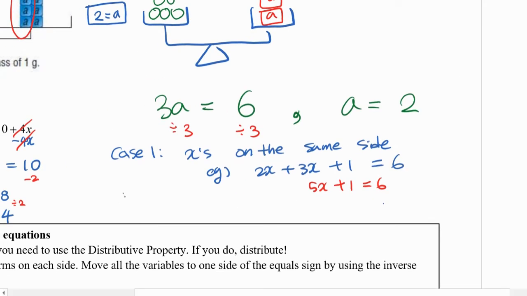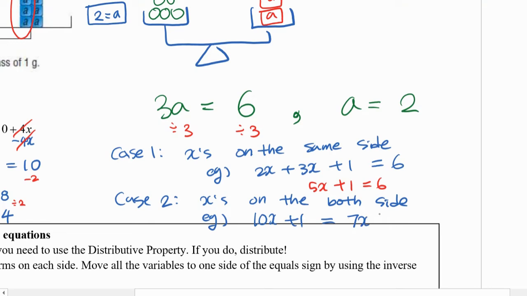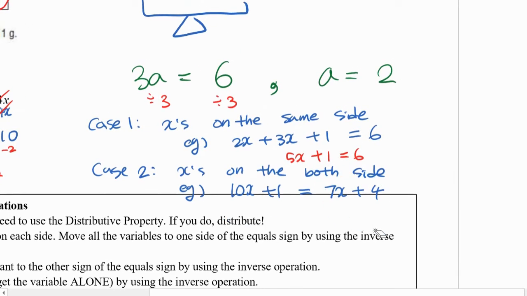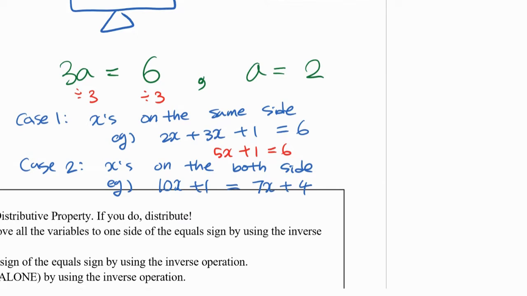Case number 2: x's on both sides. Example, you have 10x plus 1 equals 7x plus 4. In this case, you're having x's on different sides of the balance scale. If you draw a balance scale, you have 10x here and 7x here. So what you want to do is isolate the x on the same side.